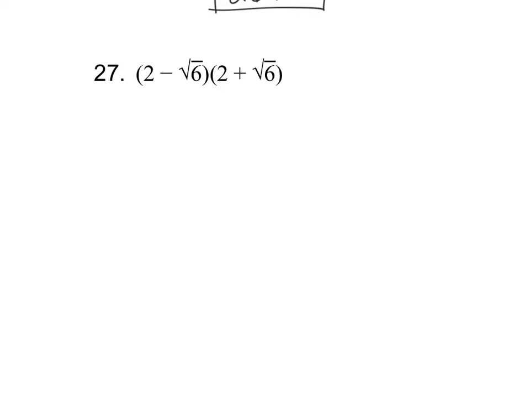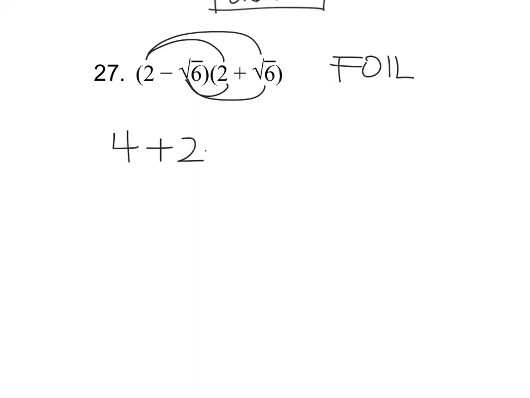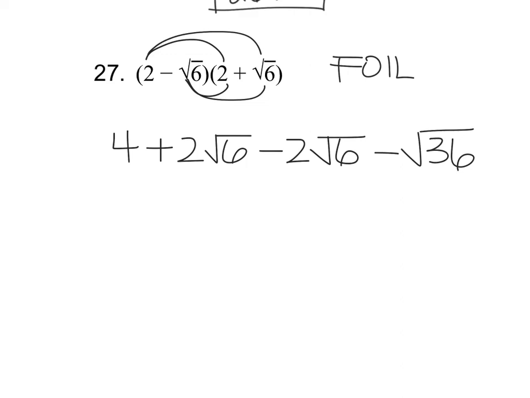Our next problem, we have 2 minus square root 6 times 2 plus square root 6. So I can FOIL just like I did with polynomials here. So we're going to multiply everything in the first set of parentheses by everything in the second set of parentheses. So 2 times 2 is going to give us 4. 2 times square root 6 is going to be 2 square root 6. Negative square root 6 times 2 is going to give us negative 2 square root 6. And then negative square root 6 times square root 6 is going to be negative square root 36.